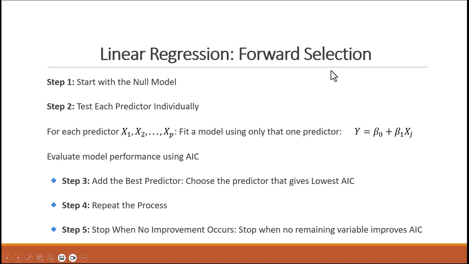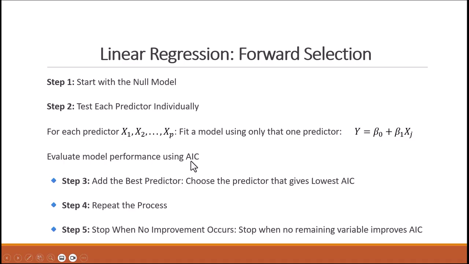The first one is forward selection. In forward selection, we start with the null model. It means that we do not add any predictor variables, and we just have the target variable. Then we test each predictor individually and add them individually to our model. After creating a very small model with each of them, we evaluate the model using AIC, or Akaike information criterion, which I will explain in the future slides.